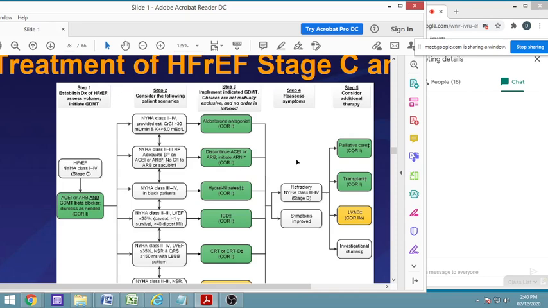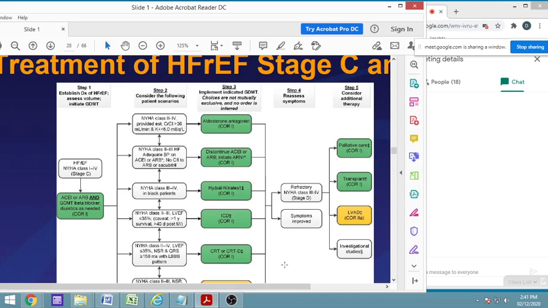If it is NYHA class 2 to class 3, but there is a change in the left ventricular ejection fraction, which has reduced to less than 35%, and the person has survived more than 1 year, and if they survived more than 40 days after myocardial infarction, then go for the intracoronary or intracardiac devices which are there.